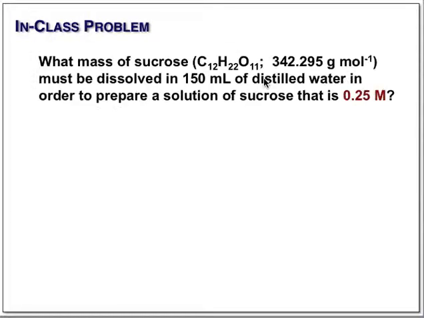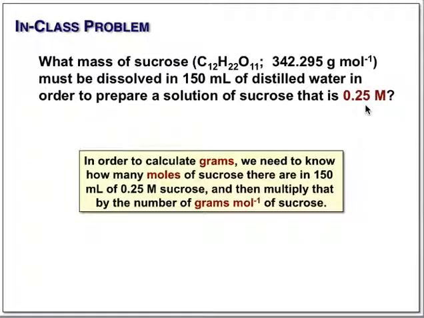Now, another way to state this problem is something like this. We need to know what mass of sucrose we have to dissolve in 150 mils to make a solution that's 0.25 molar. Well, in order to calculate this mass in grams, we need to know how many moles of sucrose there are in 150 mils of 0.25 molar sucrose. Then we're going to multiply that by the molar mass, that is grams per mole of sucrose.